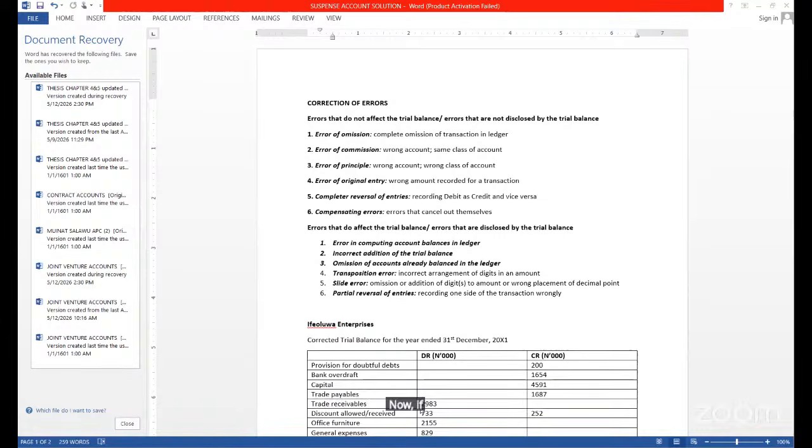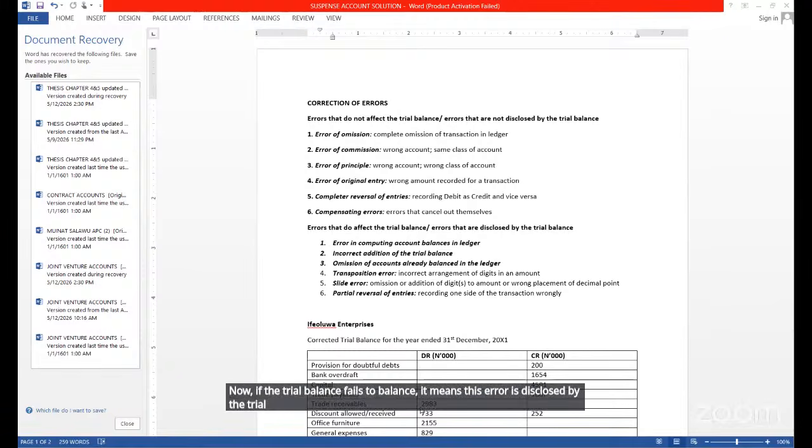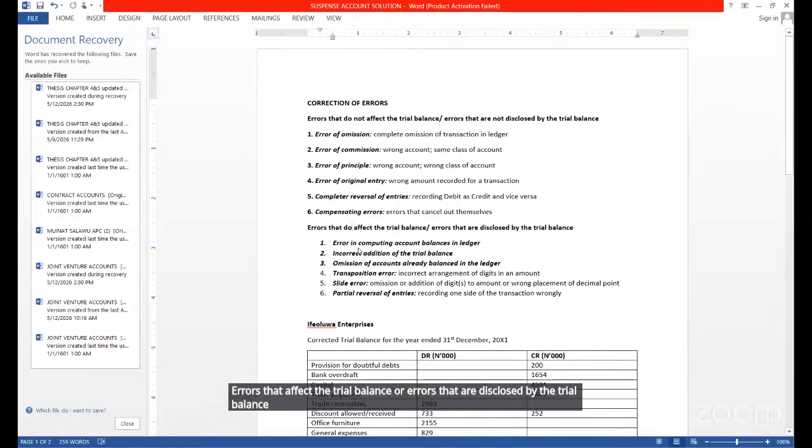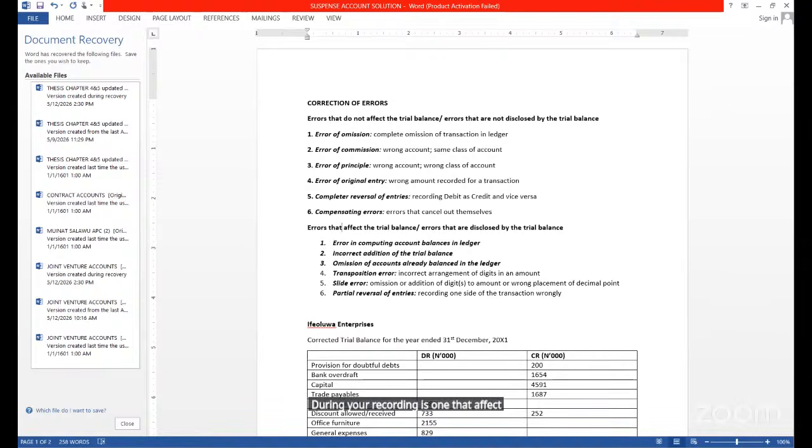Now, if the trial balance fails to balance, it means this error is disclosed by the trial balance. I want to believe that you can see my screen. You can see that I have a heading that says errors that do not affect the trial balance, or errors that are not disclosed by the trial balance. And I have another heading that says errors that affect the trial balance, or errors that are disclosed by the trial balance. So once the trial balance shows you that you don't have the same debit and credit total, it means that this error that has occurred during your recording is one that affects the trial balance, and it is one that is disclosed by the trial balance.